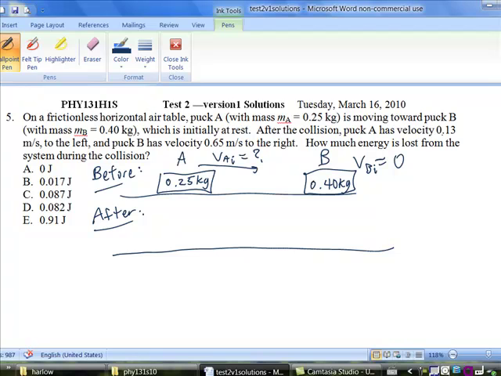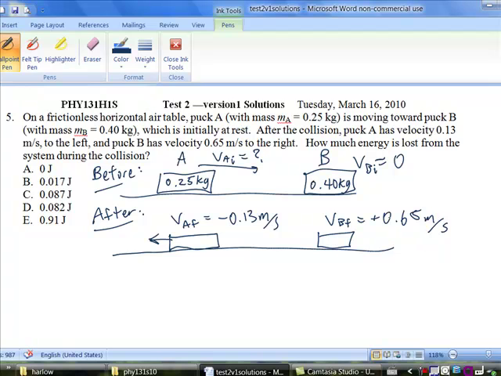Puck A has velocity 0.13 meters per second to the left. Okay, so it has started off moving to the right, and now it's moving to the left. So I will say V_A final is negative 0.13 meters per second. And for puck B, it says it has a velocity of 0.65 meters per second to the right. So V_B final equals plus 0.65 meters per second.